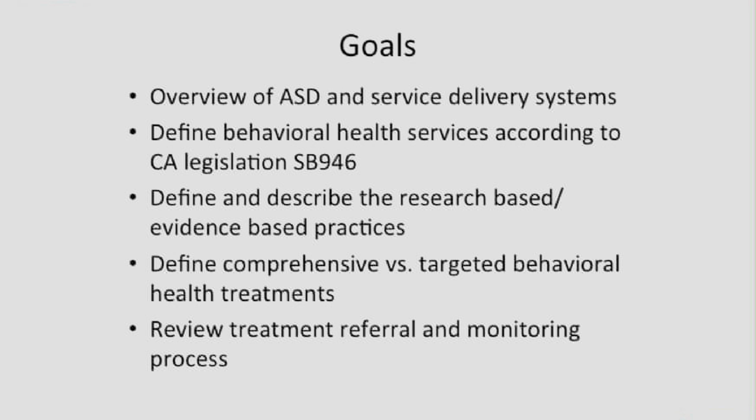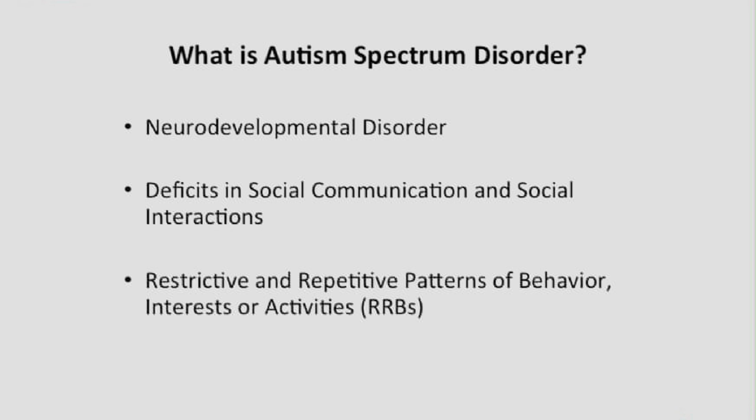So we really wanted to walk through, review a little bit about ASD, look at the different service delivery systems, how they overlap, how they are distinct and separate, define the behavioral health services really according to our new legislation, well, it's not so new now, SB 946, talk about some of the research-based practices, talk about the difference between comprehensive and targeted behavioral treatments, and really then review this whole referral process, at least ideally how it's supposed to work. So very briefly, we just wanted to go over autism spectrum disorder.